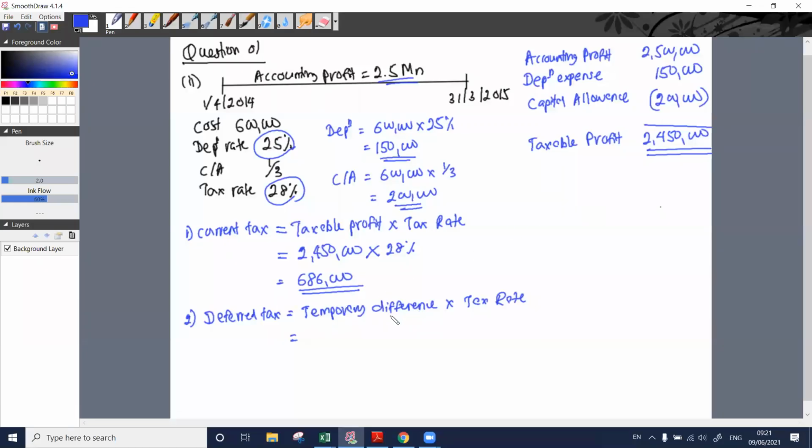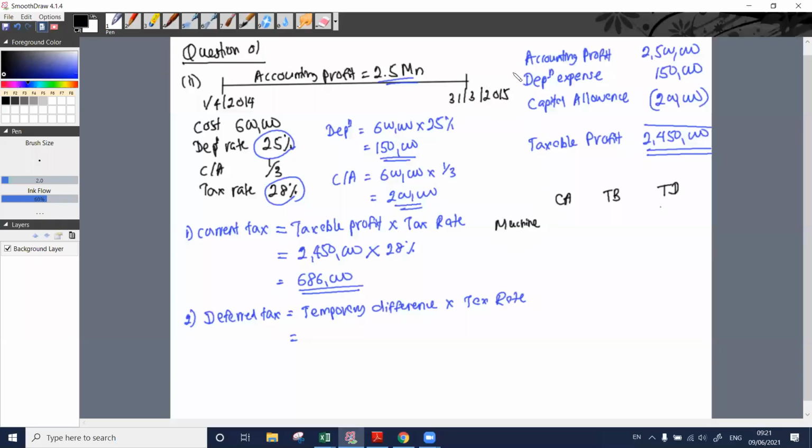So how to find the temporary difference? What do you mean by temporary difference? It is the difference between the carrying amount and tax base. We call that temporary difference. Here we have a machine. At the end of year one, what is the carrying amount? As at this date, what is the carrying amount of this machine?